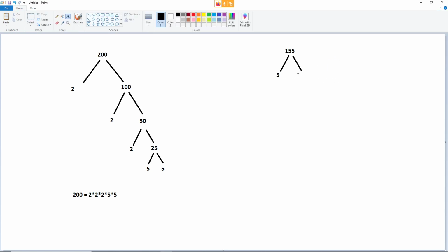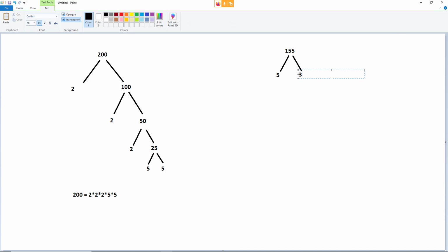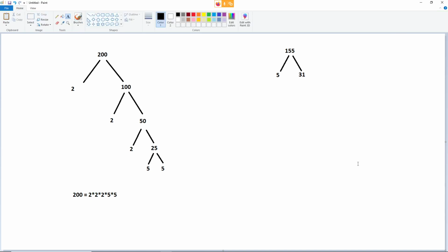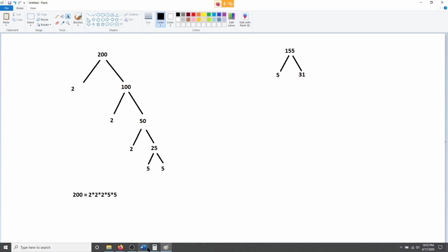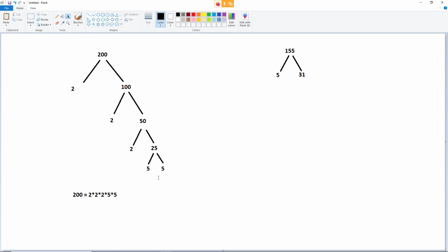So 5 goes in there. You can use a calculator if you want to. It's going to be 31. And you're like, well, is there anything else we can do? Not really. 5 and 31, that's the best you can do. So this is the answer, 5 times 31. And that's it for prime factorization. It's not too difficult. This will get you prepared when you do fractions. And that's the end of the session.